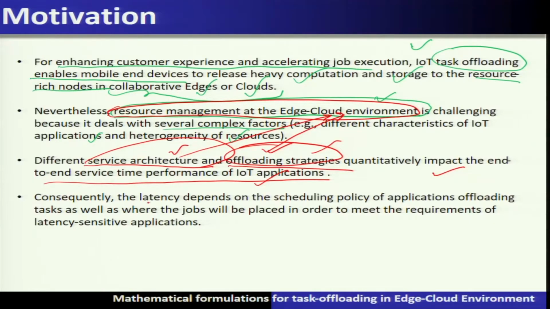Now, consequently, this latency is an important factor. So, latency depends upon these scheduling policies of applications offloading the task as well as the jobs, where the jobs will be placed in order to meet the requirement of latency sensitive application. We are going to see this notion in great detail, and also we will look through the mathematical models which of these different service architectures and which of these different offloading strategies is going to be suited for the time sensitive or end to end service time performance of an IoT application.